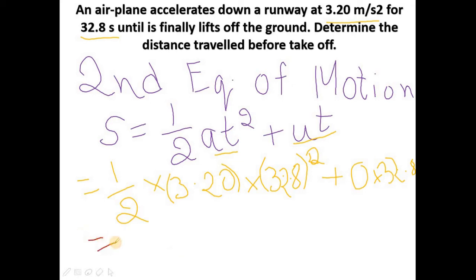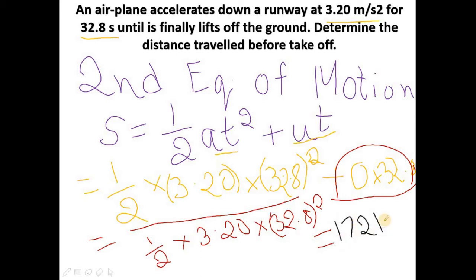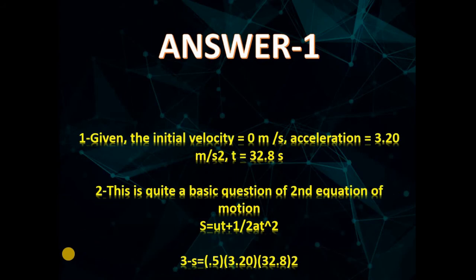If we solve it, we'll be left with only this part: half into 3.20 into 3.28 whole square, because here 0 into anything is 0, so we have removed this part. If we add anything to 0, the answer would be the same. So now if we calculate it, the answer would be nothing but 17.21344. Don't forget the units, it's meters. So that's it. This is the final answer. This is the distance. What they have asked is to find the distance before it takes off, right? It's nothing but 17.21344 meters.